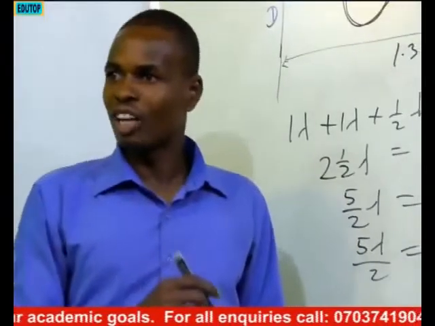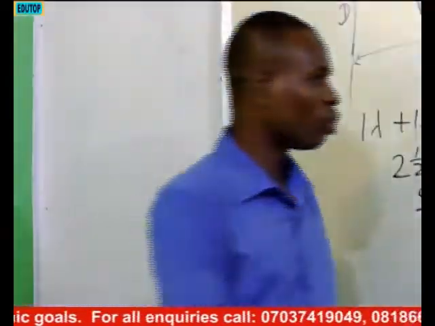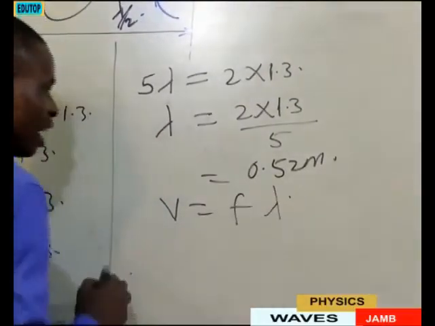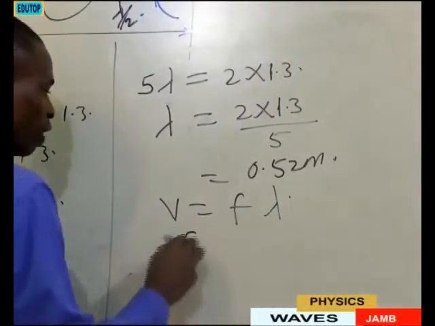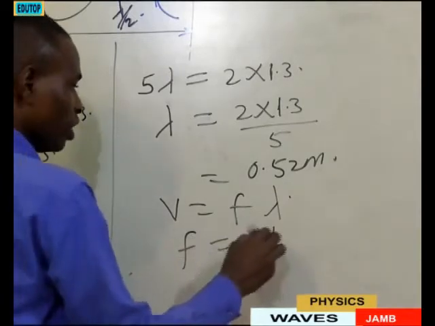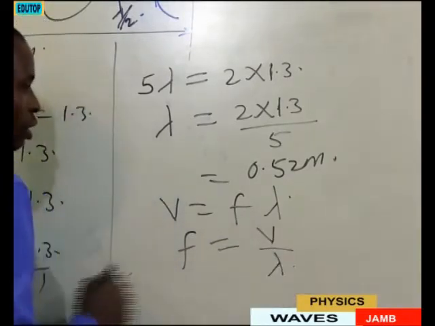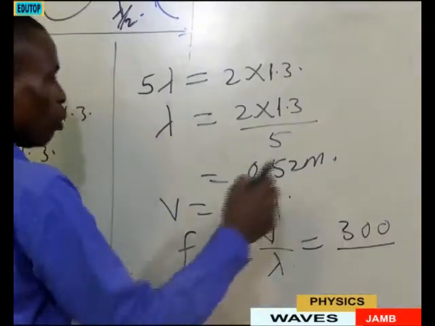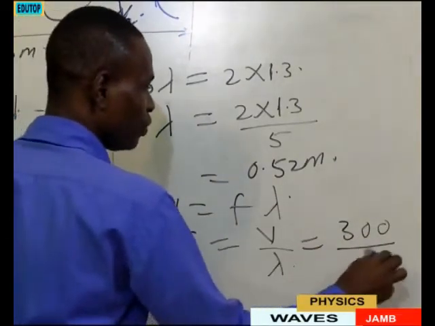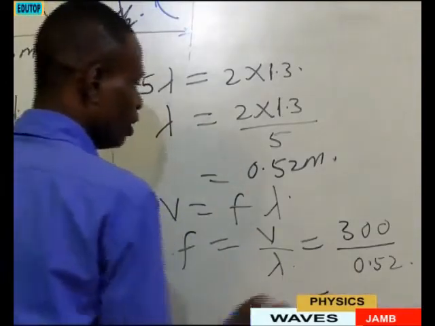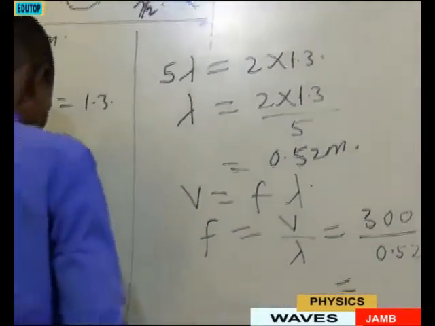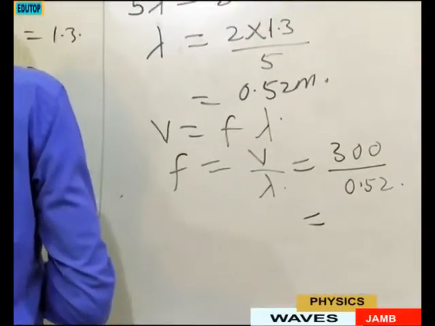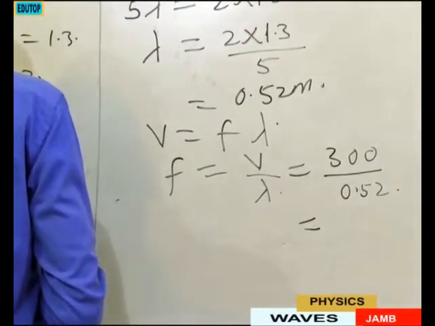Have a speed of 300 meters per second, calculate frequency. You are still coming from V, F, lambda. You are calculating for frequency, which is V over lambda. Our velocity is 300. Our wavelength is 0.52. We can divide straight away 300 divided by 0.52.